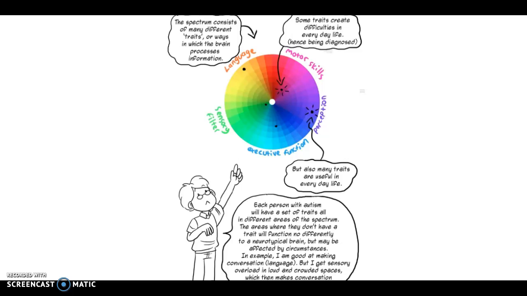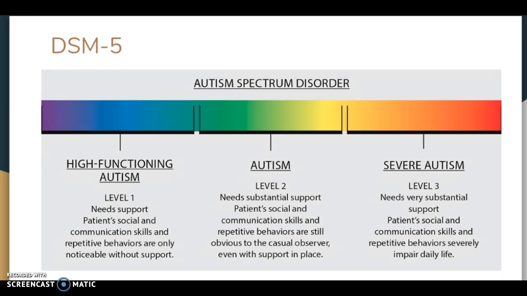I just want to highlight how each person with autism will have a set of traits all in different areas of the spectrum. It's very variable between individuals, and so it's important to know that it doesn't mean that one person is more autistic or less autistic than another. It's very difficult to quantify, and that's important for how we change and accommodate students in our classrooms. However, there are ways that we can at least understand what support they need.